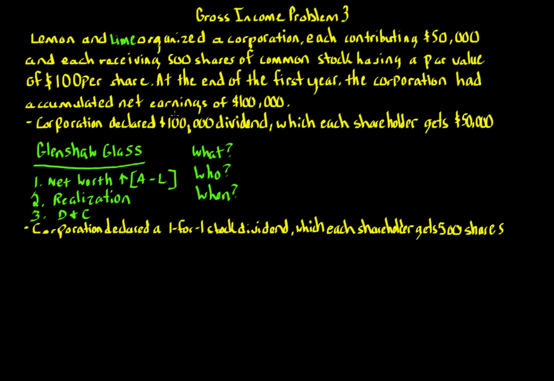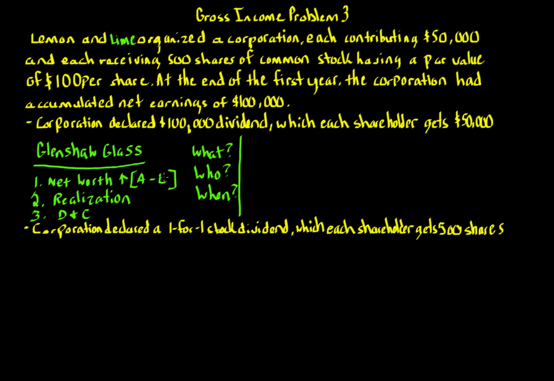So this corporation declares a $100,000 dividend. This is after that first year. The corporation, after the first year, had accumulated net earnings of $100,000. The corporation is going to declare that $100,000 as a dividend, and then each shareholder that year gets $50,000 of cash. So $50,000 to Lemon, $50,000 to Lime. We're looking at that $50,000 of cash. Is that going to be gross income to Lemon and Lime? So we go through our definition of gross income.